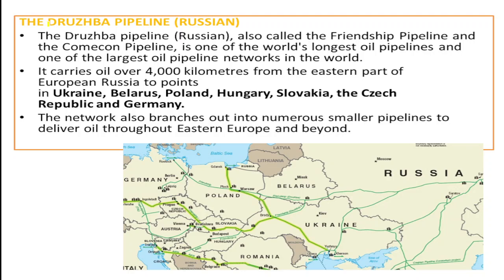Druzhba pipeline, also called the friendship pipeline, right, is one of the world's longest pipelines and one of the largest pipeline networks in the world. You can see it in the map. Now here, what countries does it touch? Ukraine, Belarus, Poland, Hungary, Slovakia, Czech Republic and Germany. Okay, you have to remember these names regarding this pipeline.